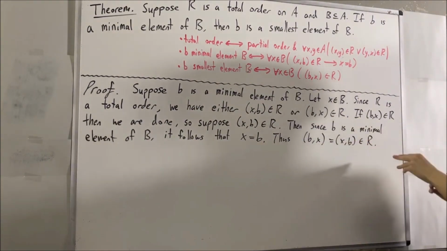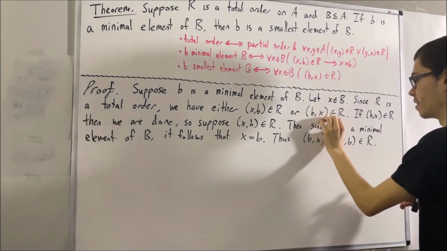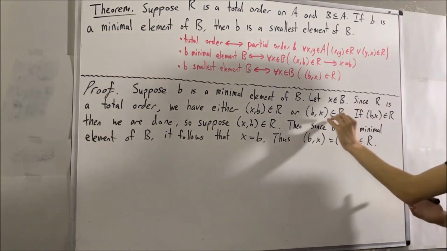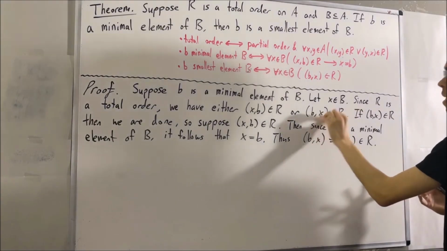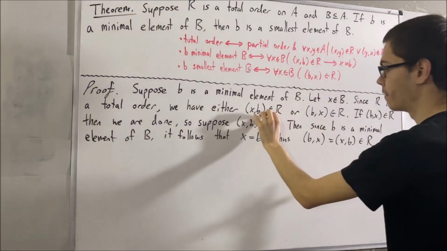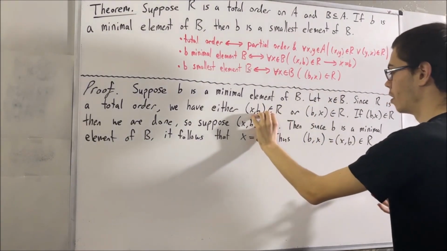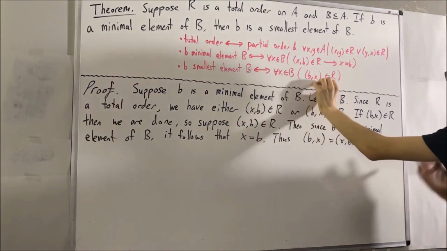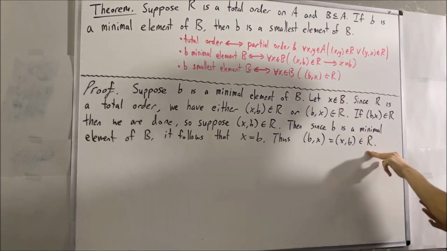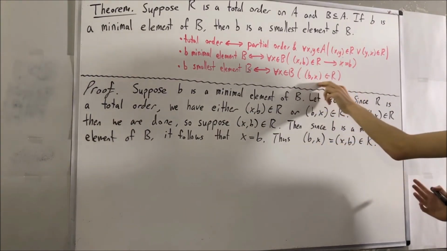So notice, in either one of these two cases, we have that (b, x) is an element of R. Clearly, if we have (b, x) is an element of R, then (b, x) is an element of R. But also, we showed that if we have the case that (x, b) is an element of R, we also got that (b, x) is an element of R. Because, well, we proved it right here. So in either case, (b, x) is an element of R.